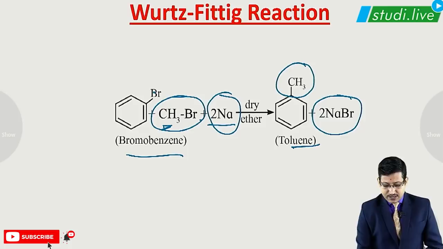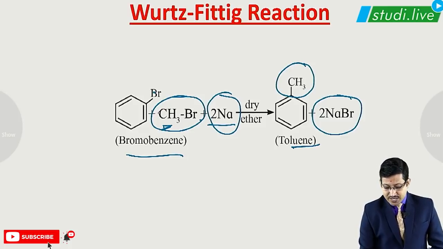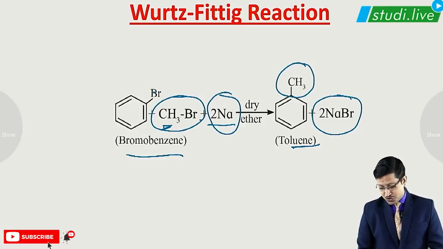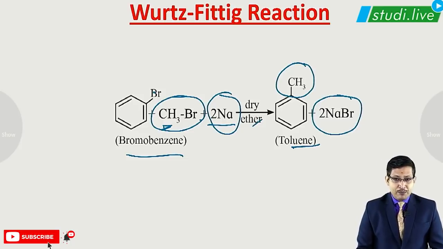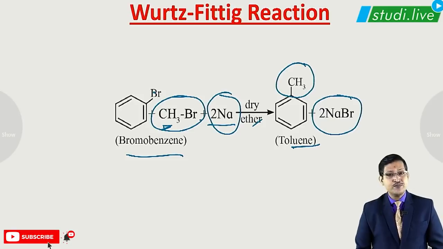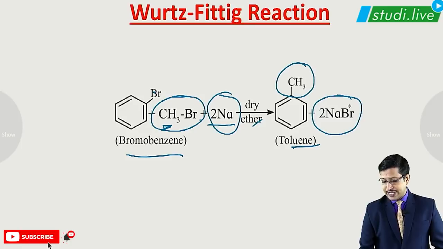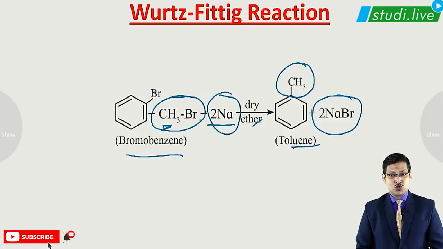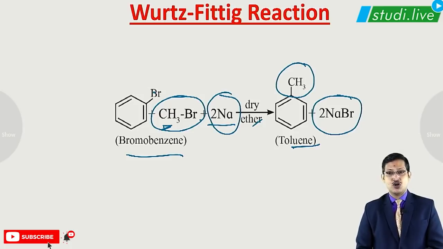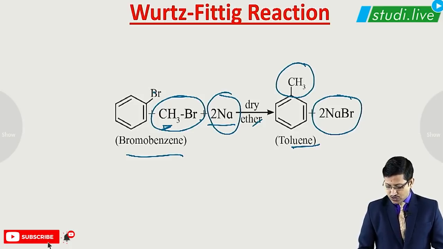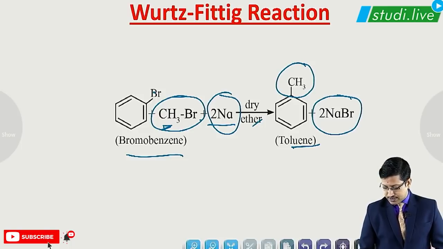So bromobenzene, benzene ring with Br plus CH3Br plus 2 sodium metal in presence of dry ether. Yes, what happens as mentioned, 2Na will combine with 2Br. So 2Na and this is 2Br, you can see here. This 2Br will combine with this 2Na and the byproduct is twice NaBr. What is the another thing that you are left out with? Benzene ring with CH3, and that is called as the formation of toluene taking place. So this is how toluene is obtained in this reaction.